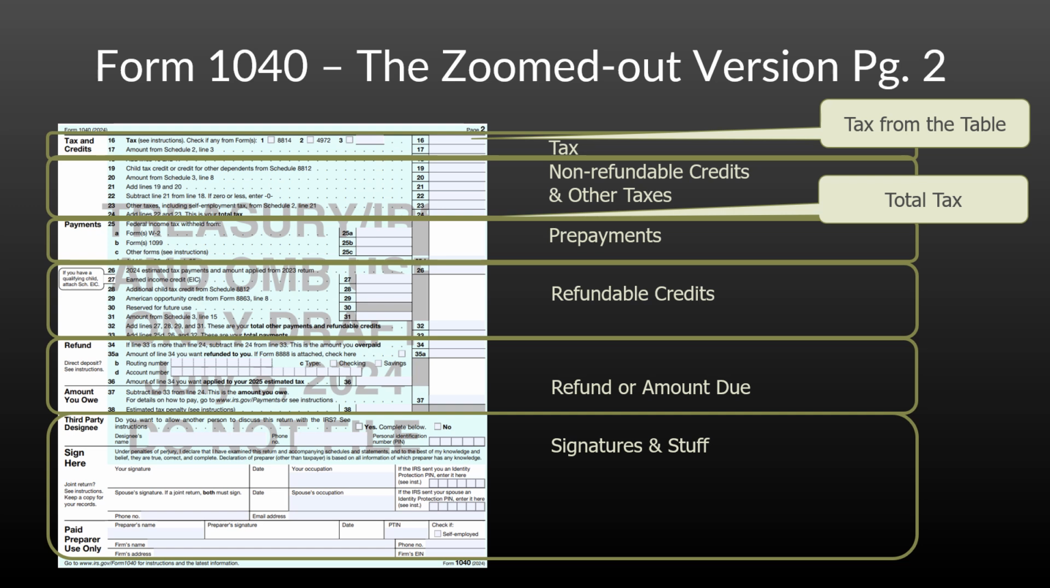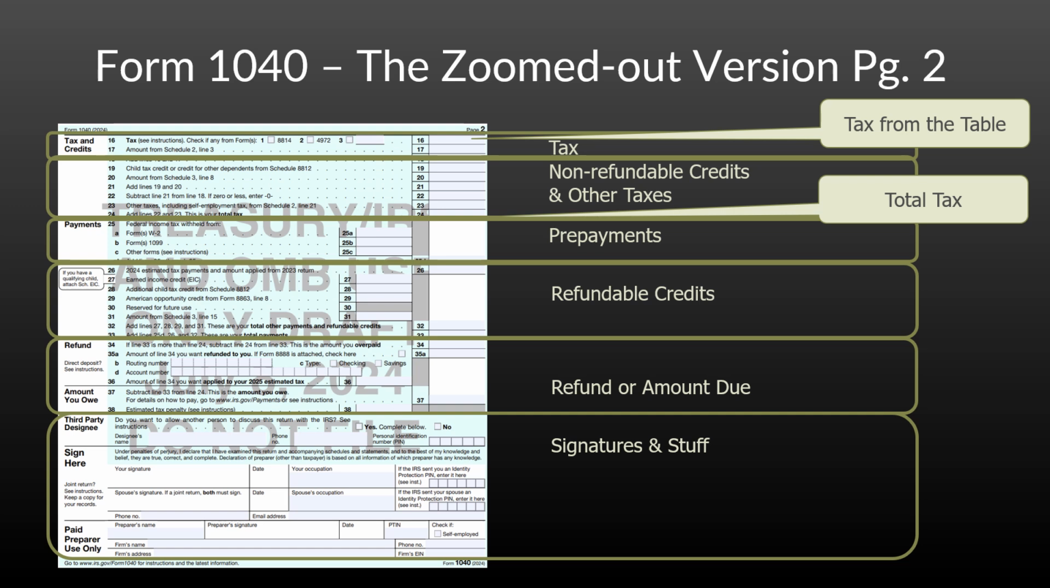The next section is for non-refundable credits and other taxes. Now, credits lower the amount of tax that you would owe. Non-refundable credits can lower the amount of tax you owe to 0, but they cannot give you any money back if your tax amount is 0. Then there are other taxes, things like self-employment tax, that might need to be added back into your tax. So then you get to the line total tax.